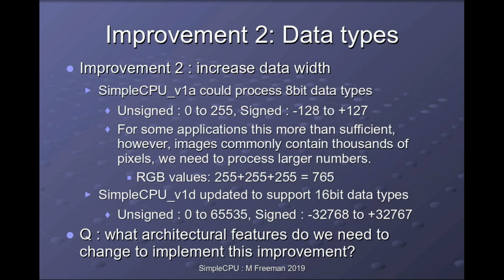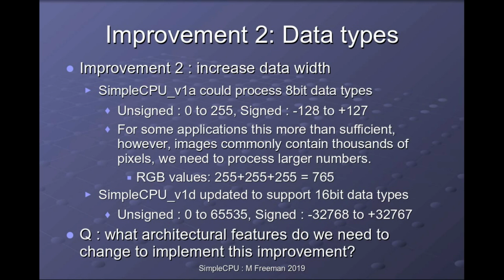Okay, improvement number 2, data types. As previously mentioned in the register file, we've moved to a 16-bit general purpose register. So that allows us to increase the size of numbers we can represent from 8-bit values. So for the simple CPU version 1A, unsigned was 0 to 255 or signed minus 128 to positive 127, to a 16-bit data type. And we do need to represent these larger numbers.